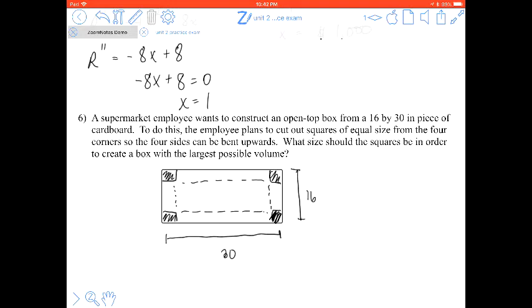Now we don't know the size of these little squares that are going to be cut out, so I'm going to call it X, and because they're squares that are being cut out, they all have a length of X. So this distance then from here to here is 30 minus 2 of those x's that are cut out. And this distance from here to here, that distance right there is 16 minus the 2 x's that have been cut out.